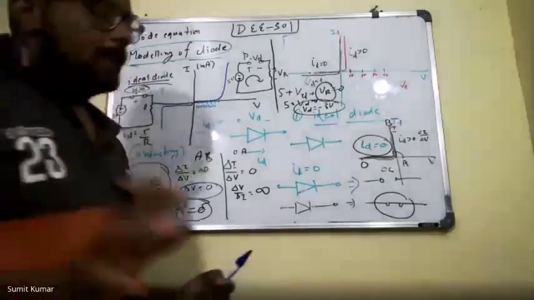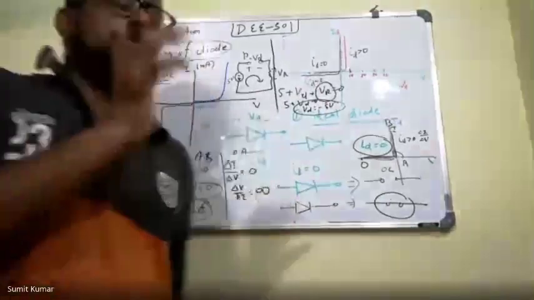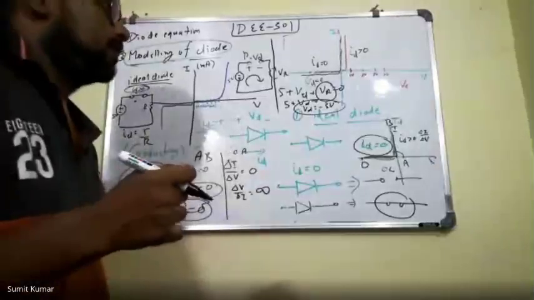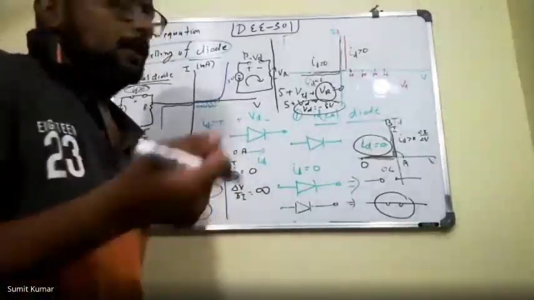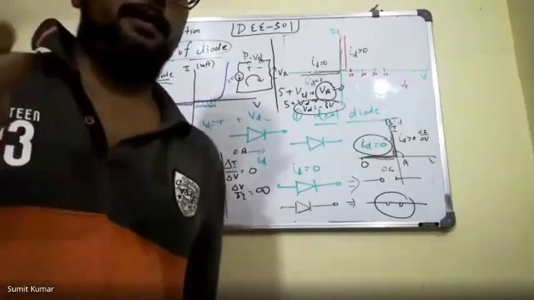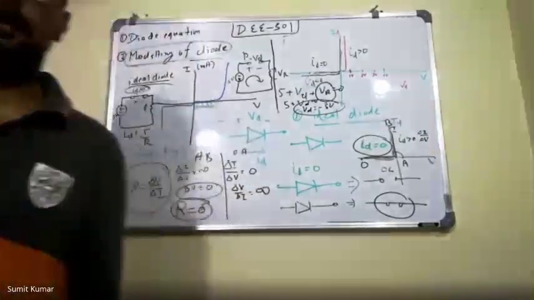Okay, so here I am concluding this lecture. In the next lecture, we will discuss the second kind of modeling, which is the constant voltage source model. And the third modeling is the piecewise linear, or the constant voltage source plus resistance model. Okay, so here we are concluding this lecture.